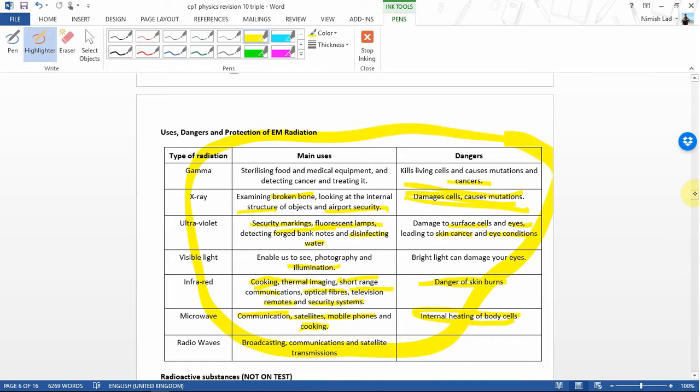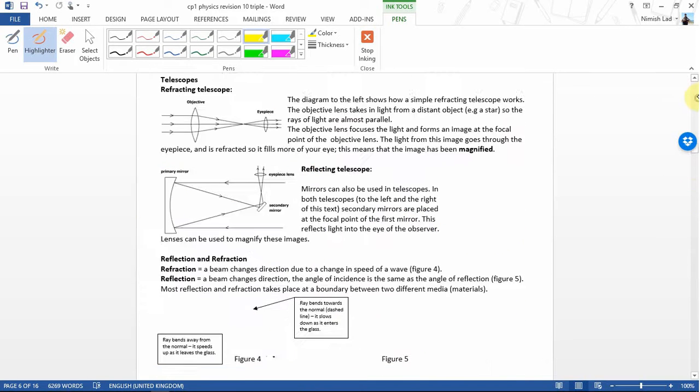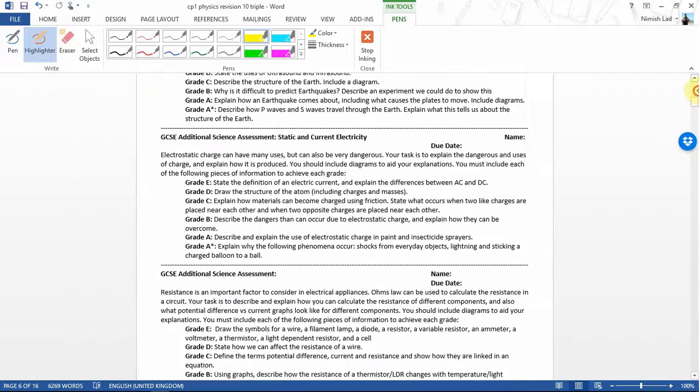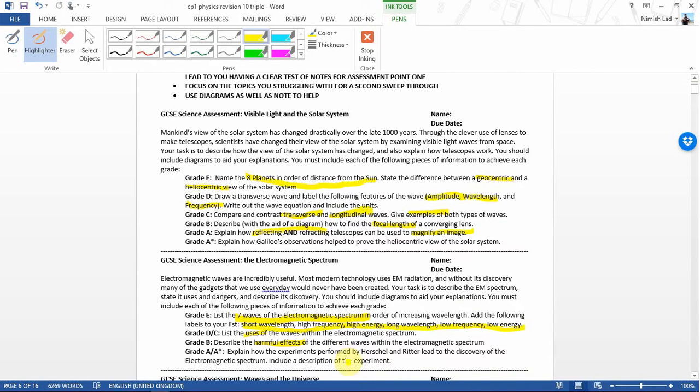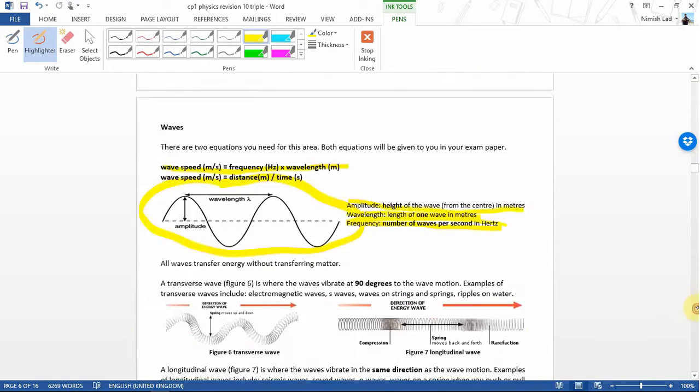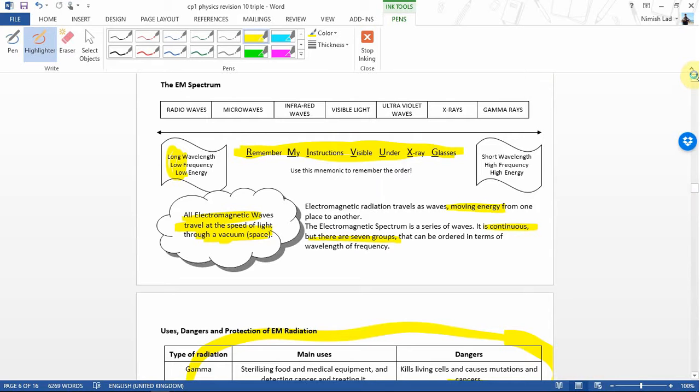So the last little bit that we need to know on this area is about Herschel and Ritter. Explain how the experiments performed by Herschel and Ritter led to the discovery of the electromagnetic spectrum. It does say include a description of the experiment, so you do need to understand what the experiment actually looks like. I'll do that quite quickly because I've got it very well laid out here.